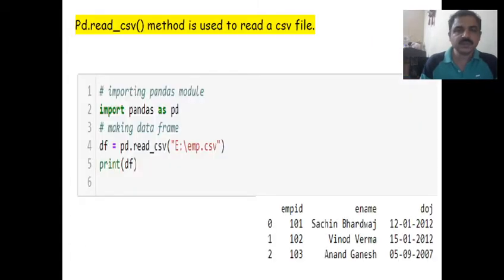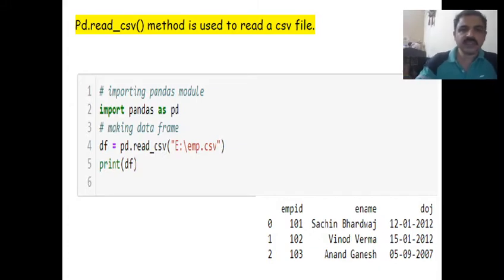When you use Python to read CSV files, we have a function called read_csv. What this function does is it reads the data. If you have a large amount of data in the form of CSV, that can be read and converted into a data frame using the read_csv function.